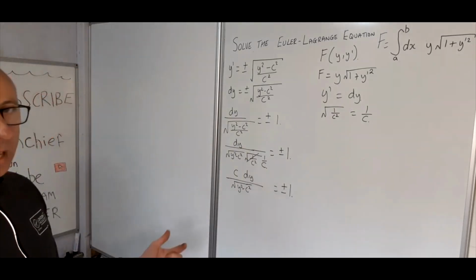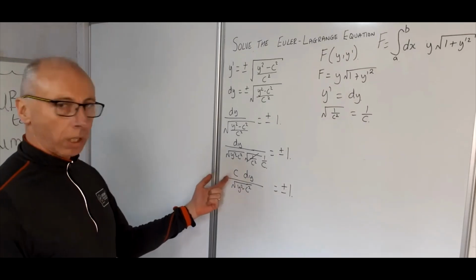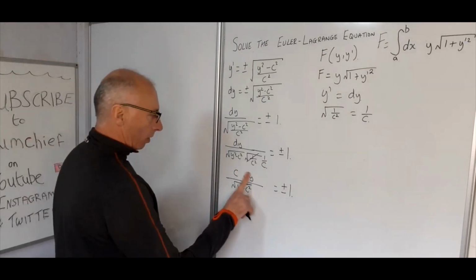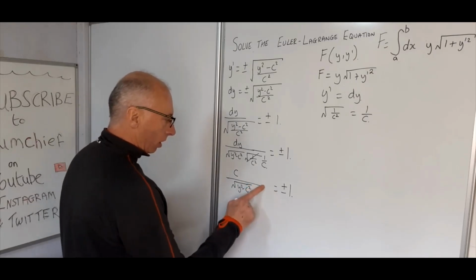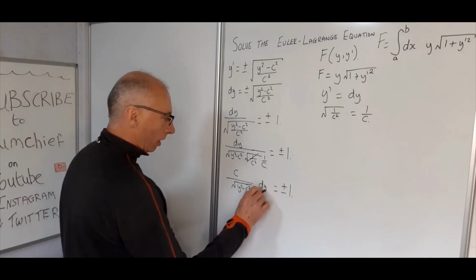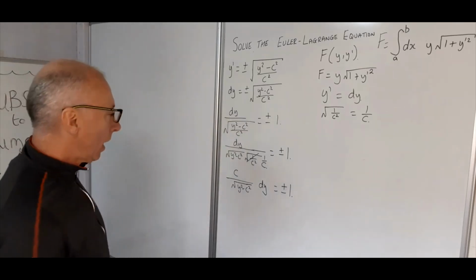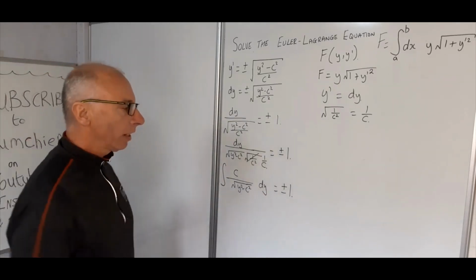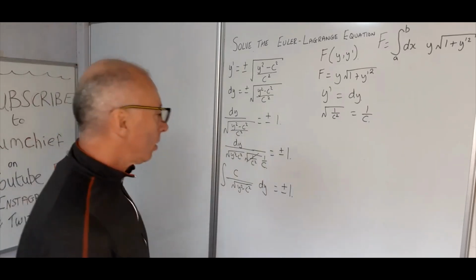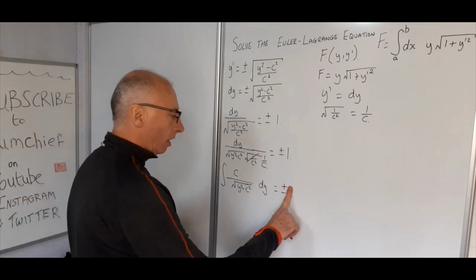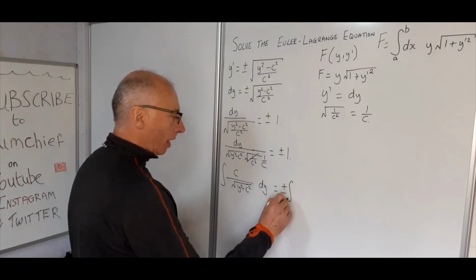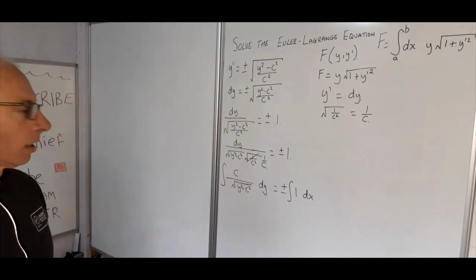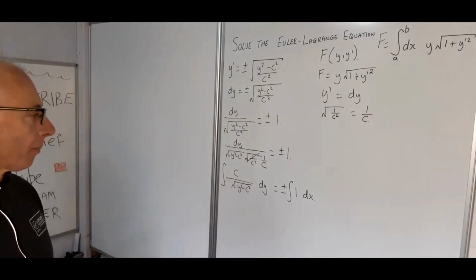Okay, well that's now looking like something we can integrate. So this dy, if you don't like the dy in your numerator, then we just write the dy here. Basically what we can do now is put an integral sign here with regards to dy, and on this side we can integrate with regards to x. So if I give ourselves a little bit of space there, 1 dx, and now we're ready to integrate.